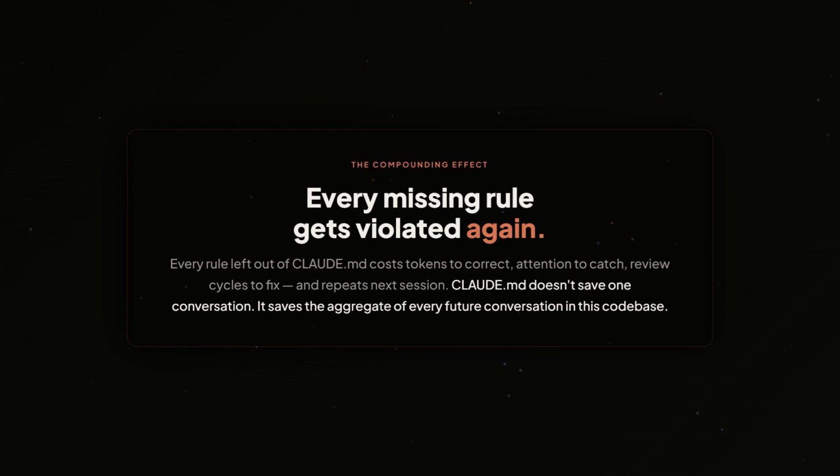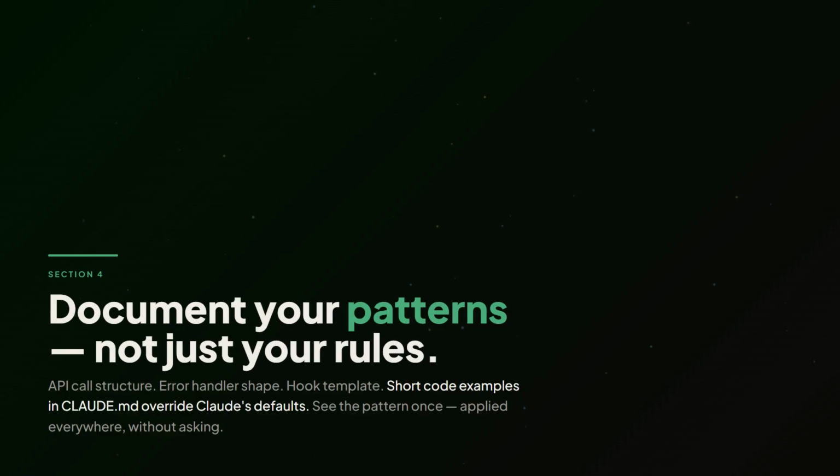CLAUDE.md doesn't just save one conversation, it saves the aggregate of every future conversation you'll ever have in this codebase. The fourth section is common patterns, and it's the most underused. Beyond rules, document templates. How does a typical API call look in your codebase? What does your standard error handler look like? What's the structure of a custom hook?